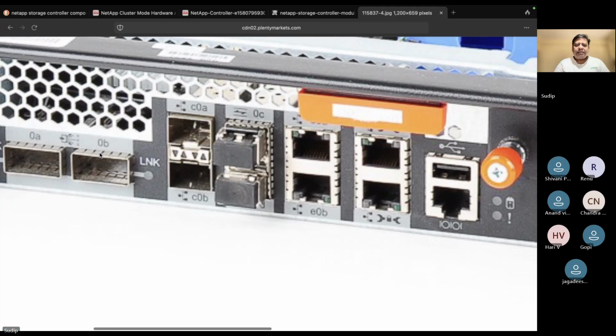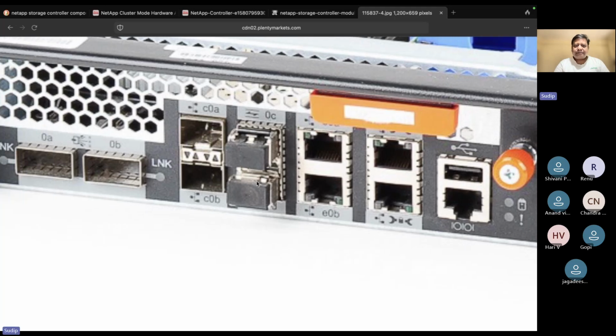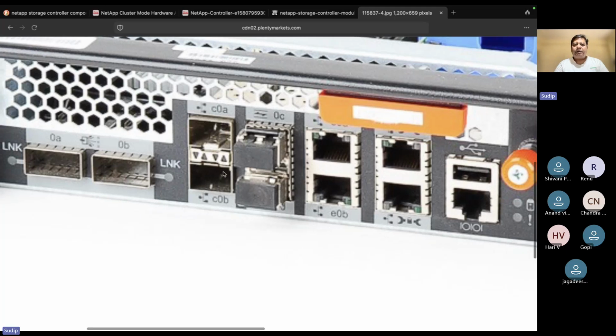Now, these ports that you see, C0A, C0B, 0C, and then here it will be 0D. These are the front end ports, the 10 gig Ethernet front end ports. But you see, these are not copper ports. These are fiber optic ports. We learned, right? There are different kinds of media, copper media and fiber optic media. So these are those fiber optic ports. This is how it will look like.